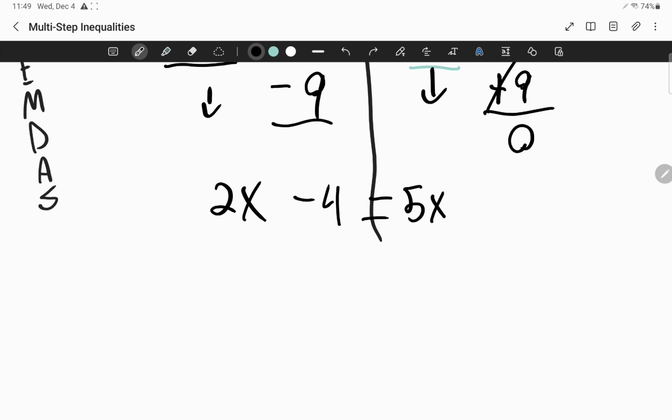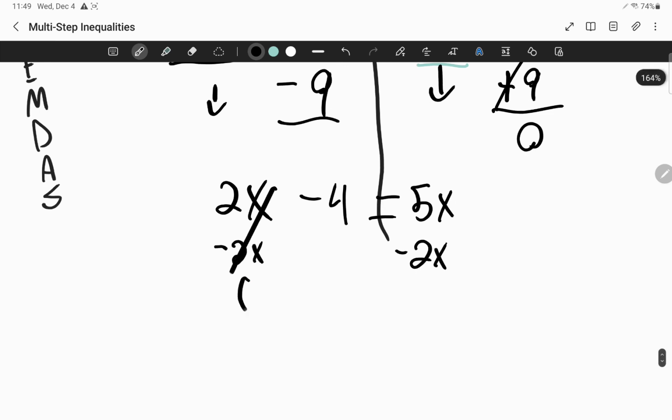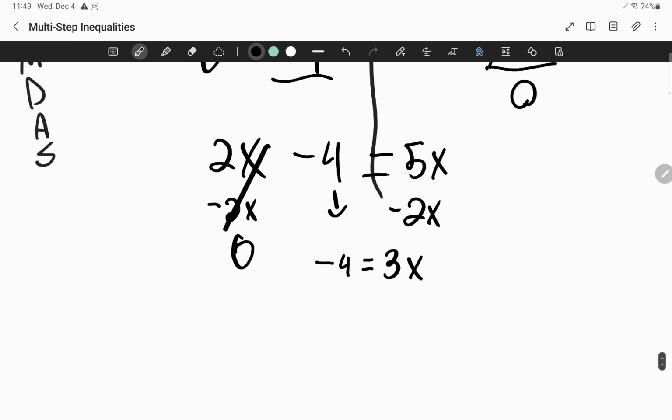Like I said, the only way that you can move from one side to the other is by doing the opposite, basically adding or subtracting. So I'm going to be subtracting by 2x. I'm going to subtract this guy by 2x. Now those two cancel out, so they become 0. The 4 comes down, so that's 4 equals, now 5x minus 2x is 3x.